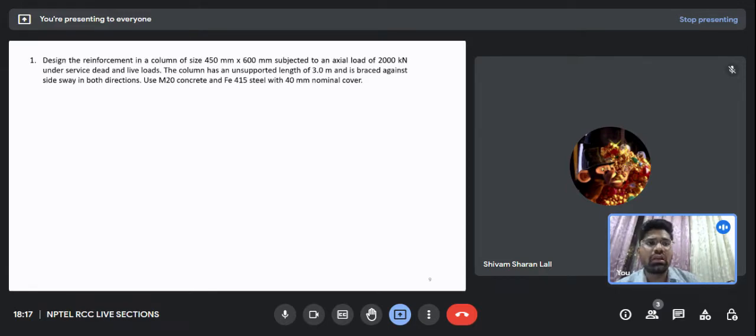Now let's look at one of the problems. So this is the problem. What it says: design the reinforcement in a column of size 450 mm by 600 mm, subjected to an axial load of 2000 kilonewton under service dead and live load. So what it is saying is, a combination of dead and live load is given, which is 2000 kilonewton. This is the service load.